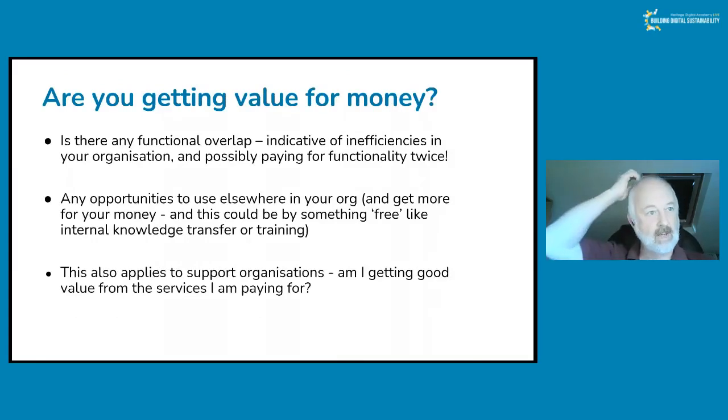Secondly, are you getting value for money? Well, again, a couple of obvious things to look for is there any functional overlap? This is often indicative of inefficiencies in your organization where you might be paying twice. So for example, are you paying for multiple collaboration tools? That could be Zoom and Teams, or it could be Microsoft Office and Google, or it could be Slack and Teams. Are there technologies you're using for more or less the same thing across different parts of your organization? Because you may well be paying for them twice. You may have overlaps of people where they've also got Slack and Teams, for example.